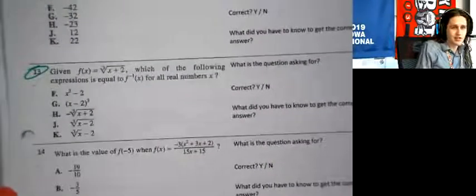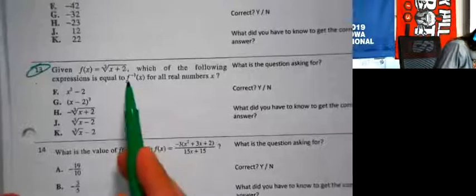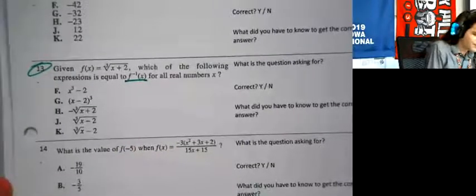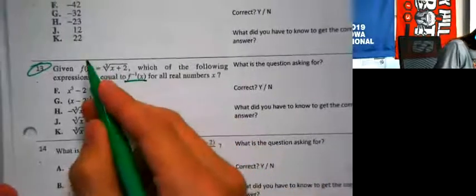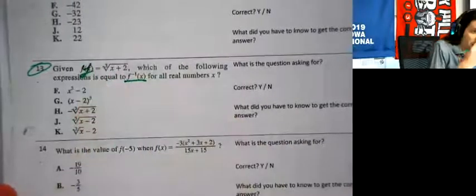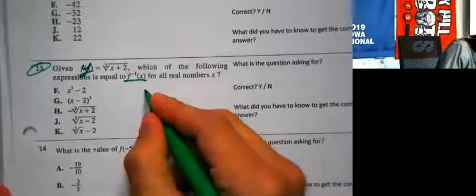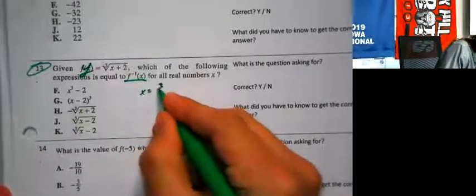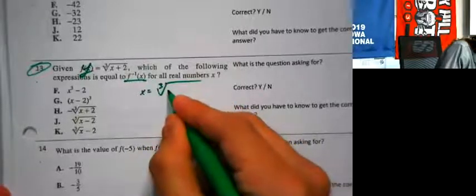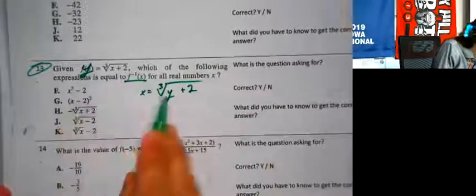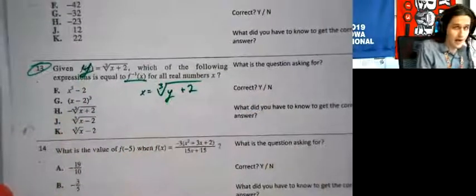Number 13, which of the following is equal to the, oh no, I need to find the inverse function. So what do I do here? I switch x and y and go back and solve for y. So I'm going to rewrite this as x equals cube root of y plus 2. Notice what I did. I switched x for y. Now I've got to solve for y.